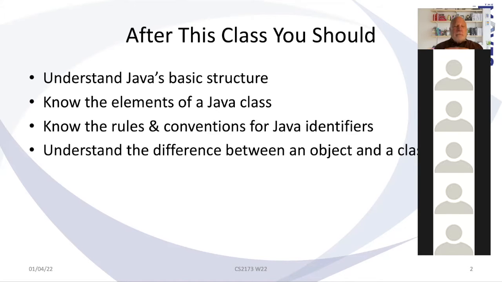Okay, so in this class, I want you to understand Java's basic structure, know the different elements of a Java class, and maybe know what the heck a Java class is, and the rules and conventions for Java identifiers. Now, one of the nice things about having an IDE like NetBeans is it will gently help you with things that are just completely off, but it won't help you with the conventions, and we'll get to that. And then another conceptual thing that will hopefully become clearer as we go along is the difference between an object and a class.